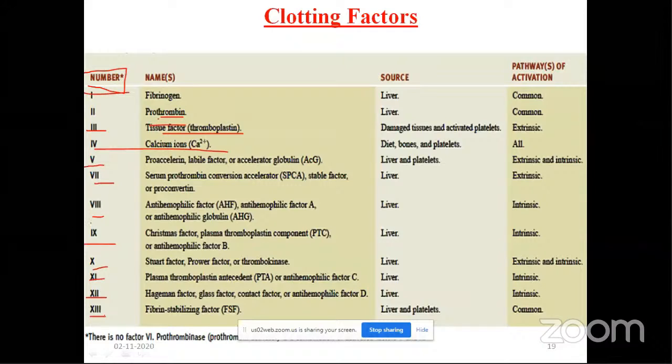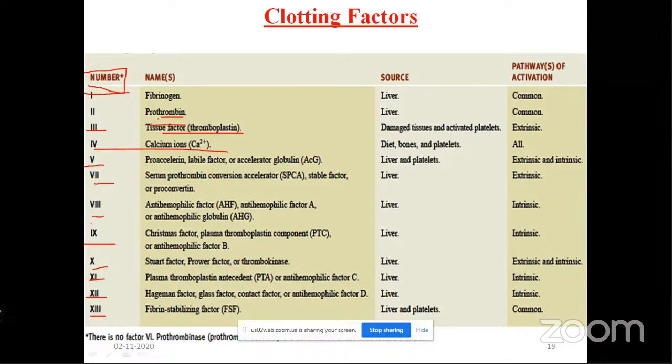As you can see over here, there is no factor number 6. Initially there was a factor which was called factor number 6, but then they realized that this is not present in our blood. It is formed at the time of the clotting cascade, and it is nothing but a combination of activated factor number 10 and factor number 5, and this is called the prothrombin activator. So you do not see any factor number 6.